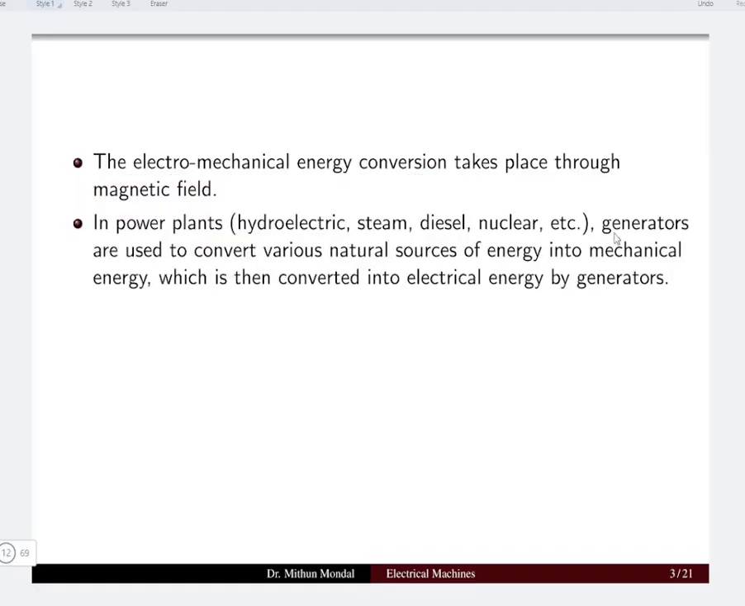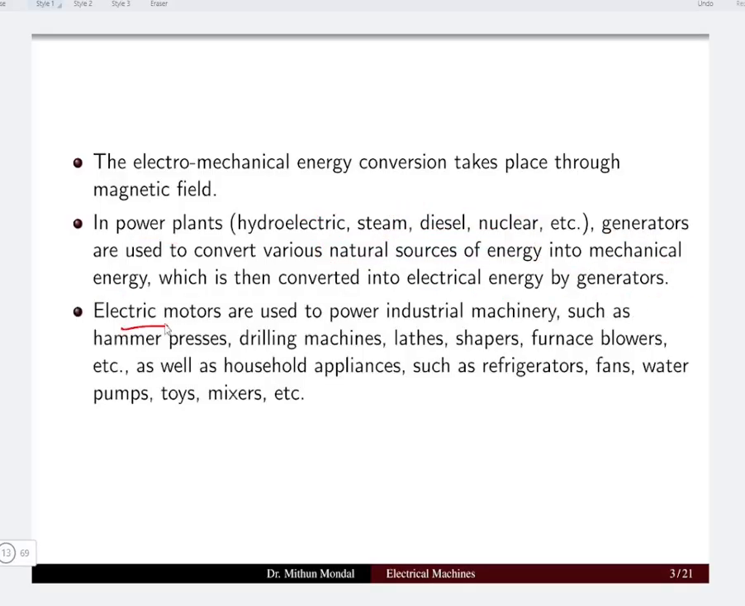Now, the generators are basically used in the power plant, whether it is a hydroelectric power plant, steam power plant, diesel or nuclear power plant, where the natural source of energy, which is the water, the coal, the diesel, is converted into mechanical energy, and this mechanical energy is converted to electrical energy with the help of the generator.